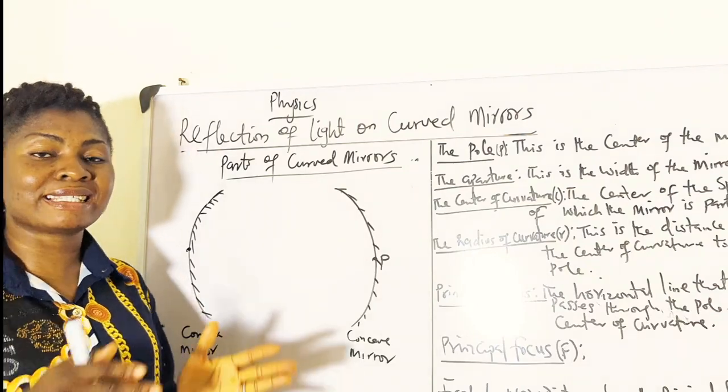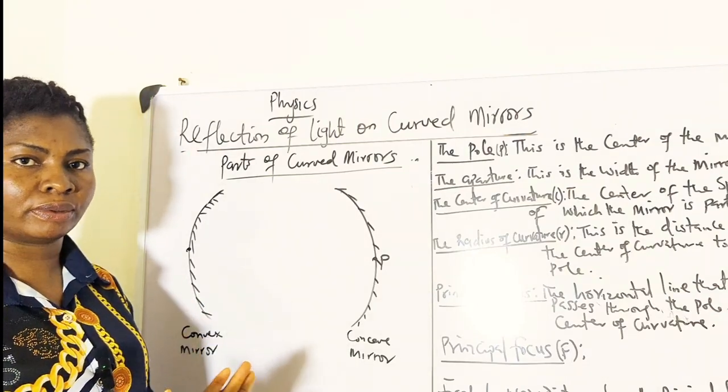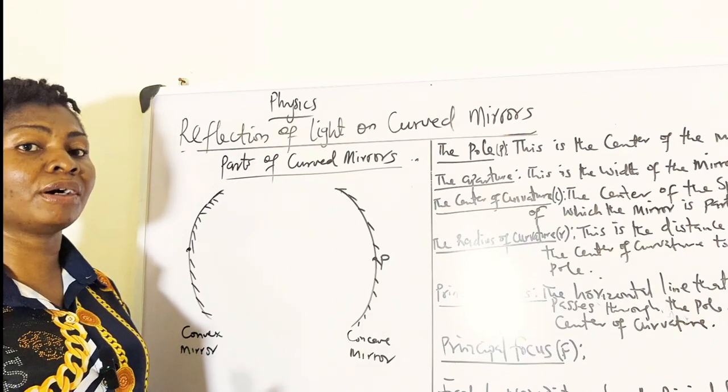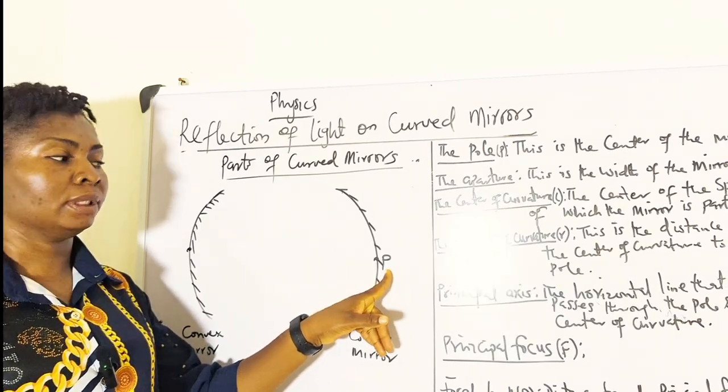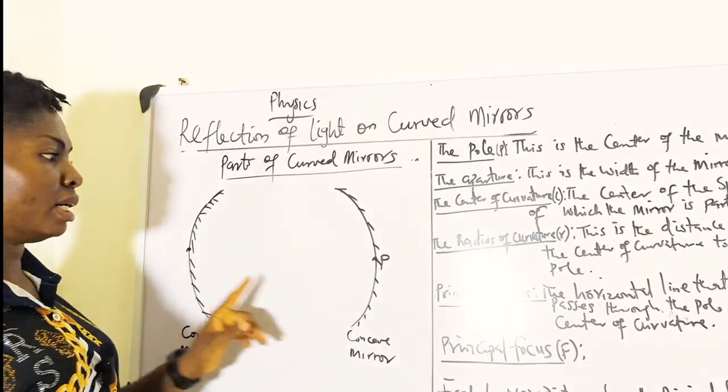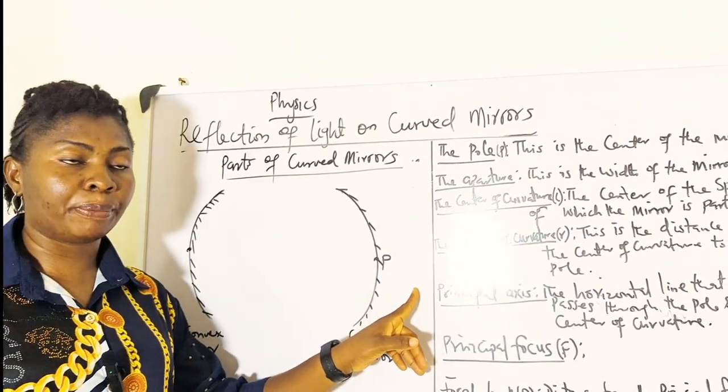The pole is the center of the mirror. It is usually denoted as P. The center of the mirror is called the pole.